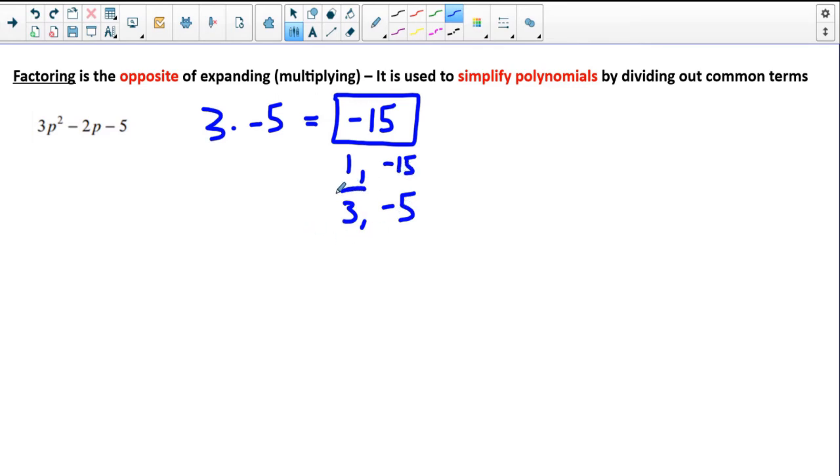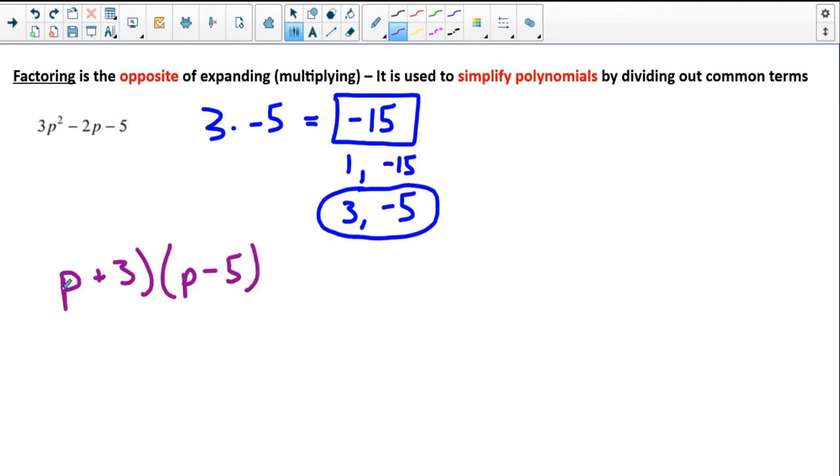But it looks like this is going to be the one that works, because if we add 3 and negative 5, it's going to give us that middle number, negative 2. So this is the factor pair that we want to use here. All right, so let's go ahead and write this as a pair of factors. p is the variable here, the letter, so p plus 3, and then p minus 5 would be the other factor. These are going to be our two factors.